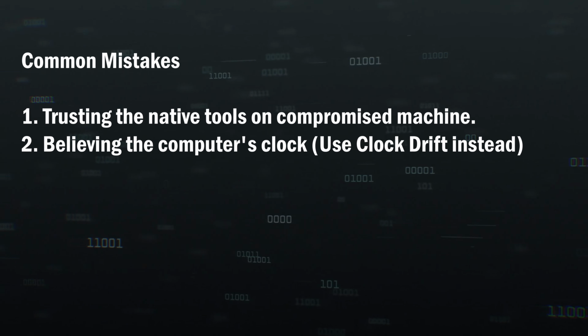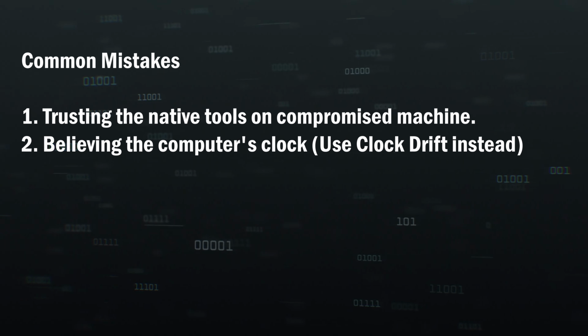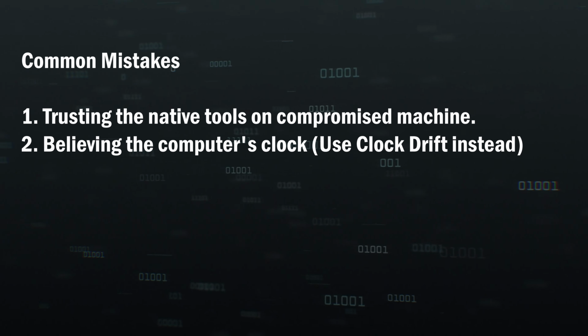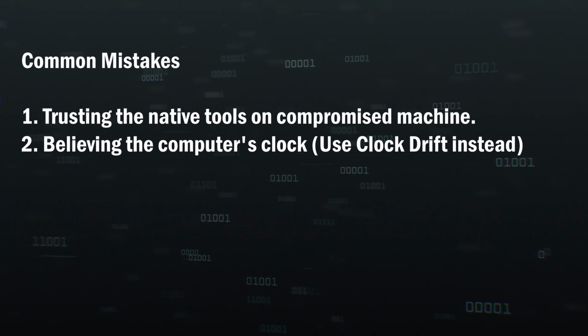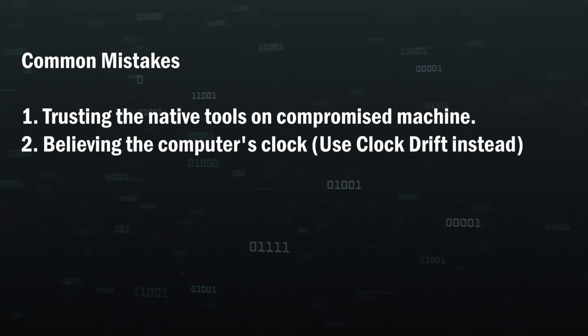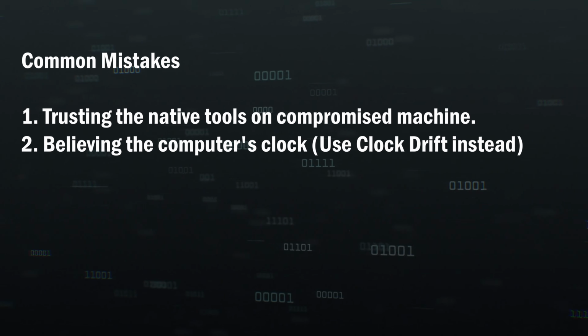Mistake 2. Believing the computer's clock. System clocks are almost always wrong. You must document the clock drift, for example, noting that the compromised system was actually 4 minutes and 12 seconds faster than UTC. If you don't, your entire timeline will be broken.